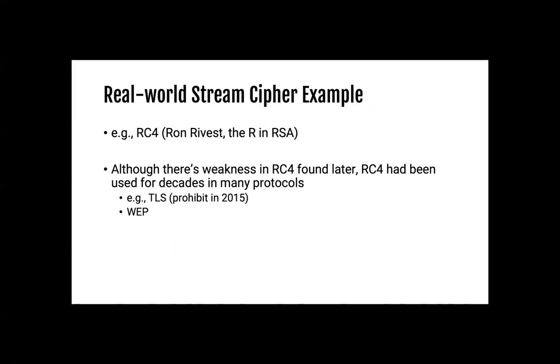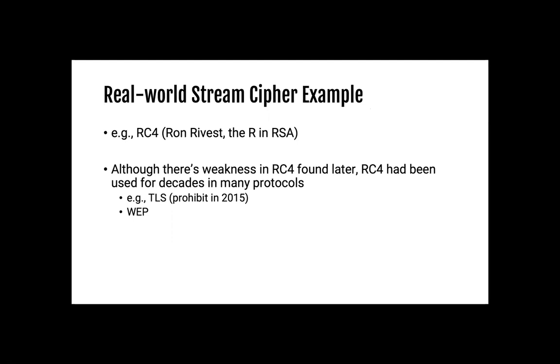Although weaknesses in RC4 were identified later, and actually some of the attacks were identified by Ron himself, RC4 had been used for decades in many protocols. For example, RC4 was used in TLS, a well-known security protocol still being used right now. But because of the weakness of RC4, TLS stopped using RC4 in 2015, which is quite close to us.